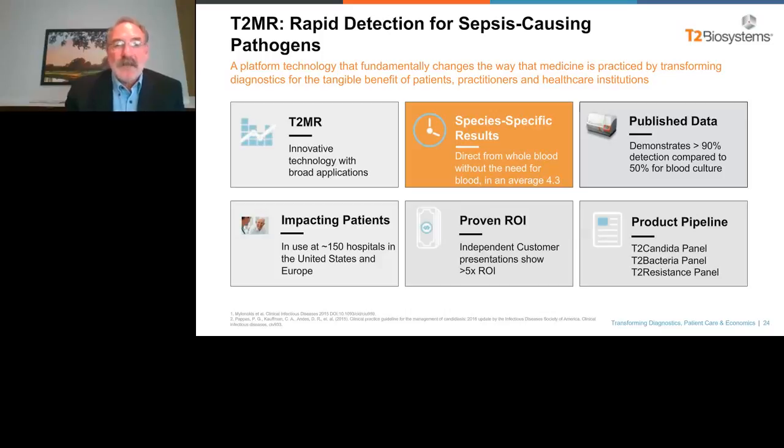This impacts patients. The T2 platform is now in use at over 150 hospitals in the United States and Europe. There's a proven return on investment, where individual customer presentations show greater than 5 times return on investment. And as we'll discuss in a minute, we have a product pipeline that includes not only the T2Candida Panel, but also the T2 Bacteria Panel and T2 Resistance Panel.